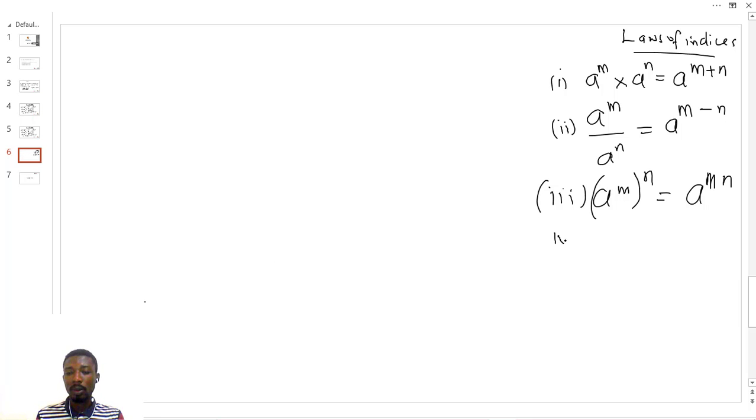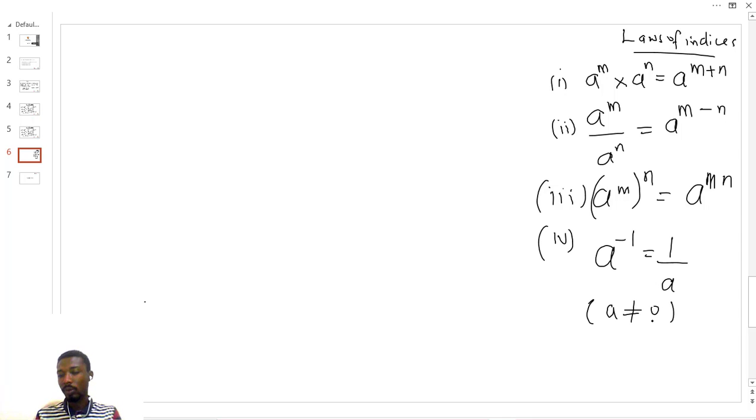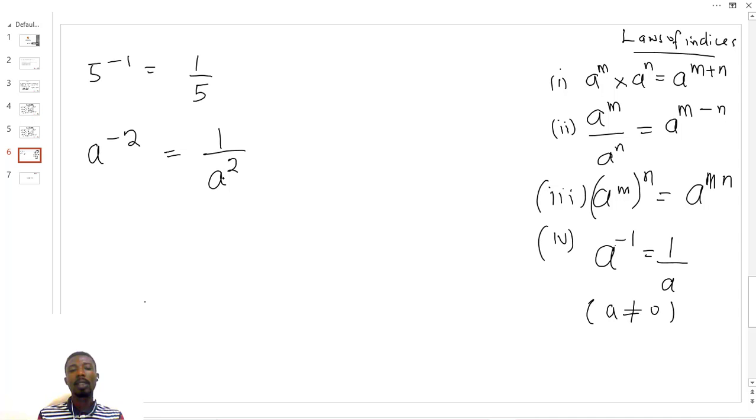Let's move on to our next law. It says that we have a to the power negative 1, which is equal to 1 over a, on condition that a is not equal to 0. 5 to the power negative 1 is equivalent to 1 over 5. If I have a to the power minus 2, this is equivalent to 1 over a squared. How did we come by this? The expression we were given didn't have a 2 in it, but how did we come by this?